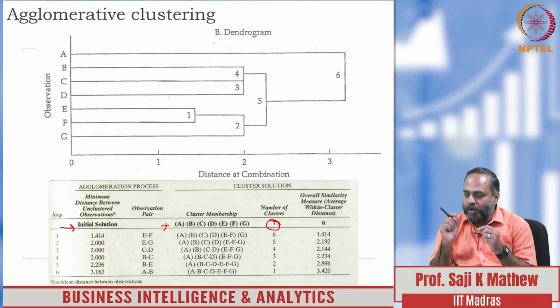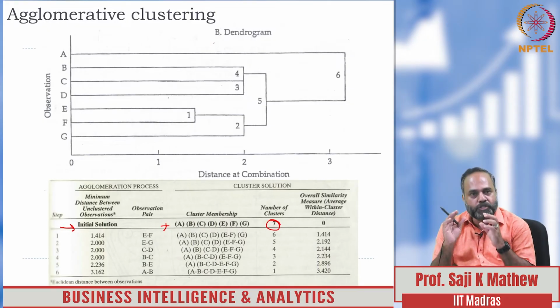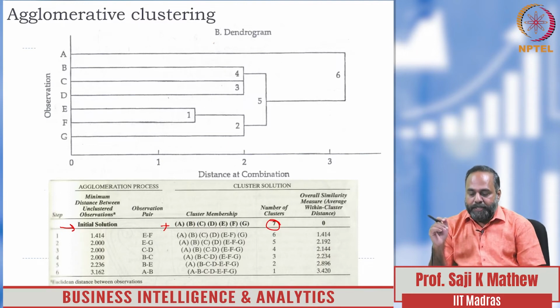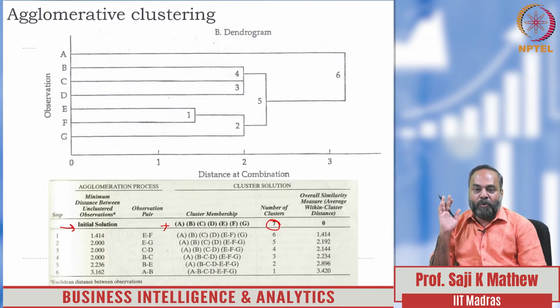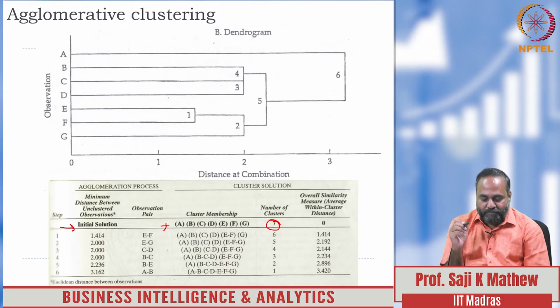Number of clusters is equal to 7 means there is no distance. If you look at one cluster, there is only one object. So, therefore, within that cluster there is no distance. Distance between objects within a cluster is 0 because there is only one element. All right, so that is the starting point. We assume that there are as many clusters as the number of objects. This is step 0.